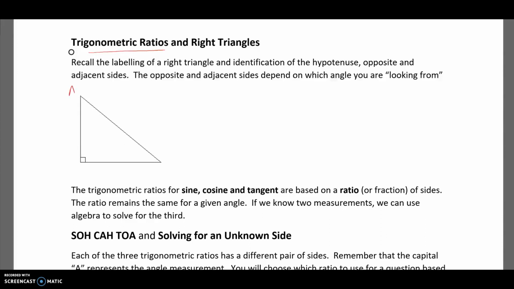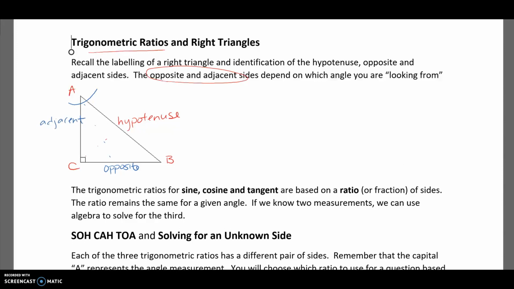Remember that when we're labeling a right triangle, for example here, if this is triangle ABC, across from the right angle, we always call that side the hypotenuse, and we can identify opposite and adjacent sides as well, as long as we're talking about looking from a specific angle. So here, if we're looking from angle A, across from that is the opposite side, and beside that is the adjacent side. And these labels will become really important when we're using the trig ratios.